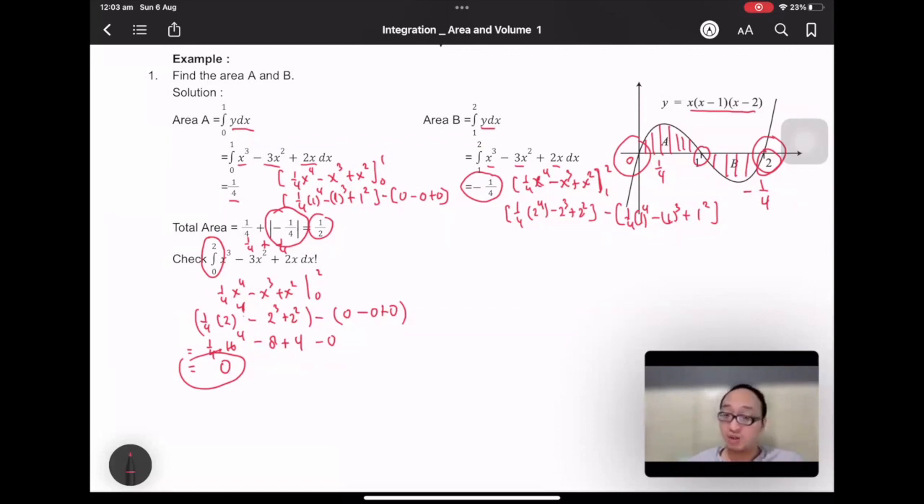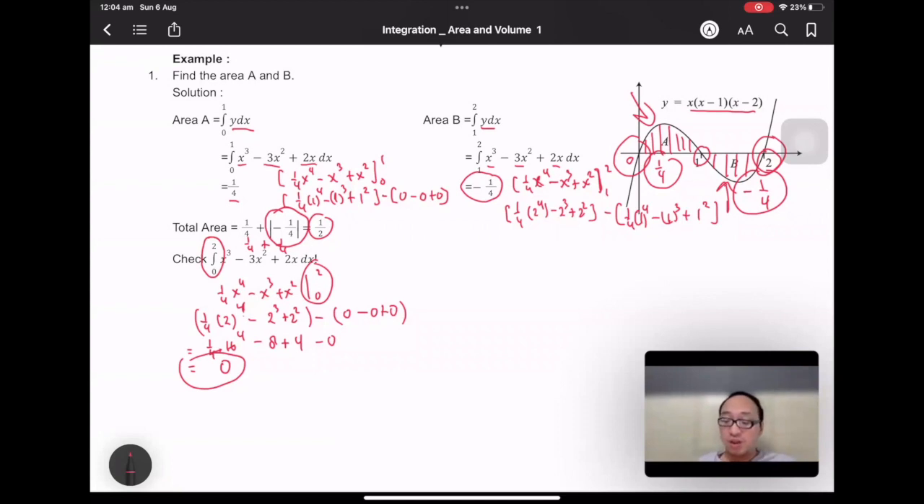Why? Because this function contains two regions that have equal area, 1/4 and negative 1/4. So they are canceling out each other. So that's why in this case, we cannot find the area using the border 0 until 2, because it contains the area on the top of the x-axis and the bottom of the x-axis. So they will be cancelled out.